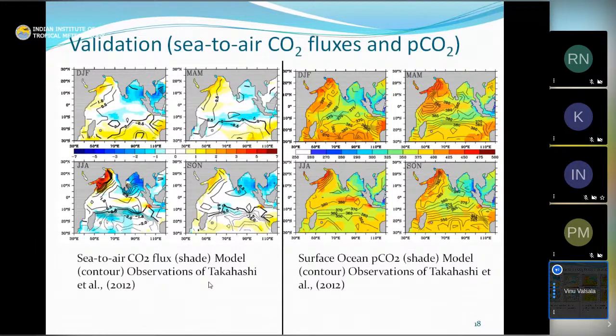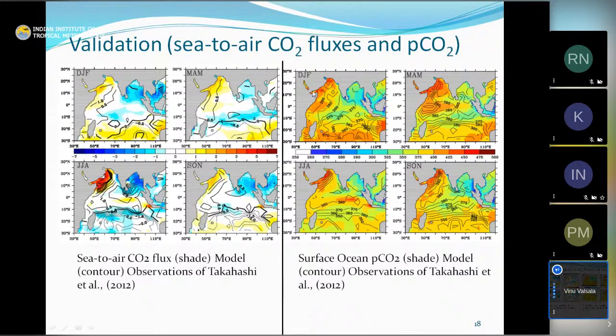Anyway, the contour shows the observation, the color shows the model. The red means carbon comes out of the ocean, and the blue means the carbon gas goes into the ocean. So you can see there is a fairly reasonable agreement, especially for example in June, July, August when you have a strong upwelling season, carbon rich water comes to the surface and it emits a lot of carbon in that pocket in the Western Arabian Sea. So observation and model compare reasonably in those areas.